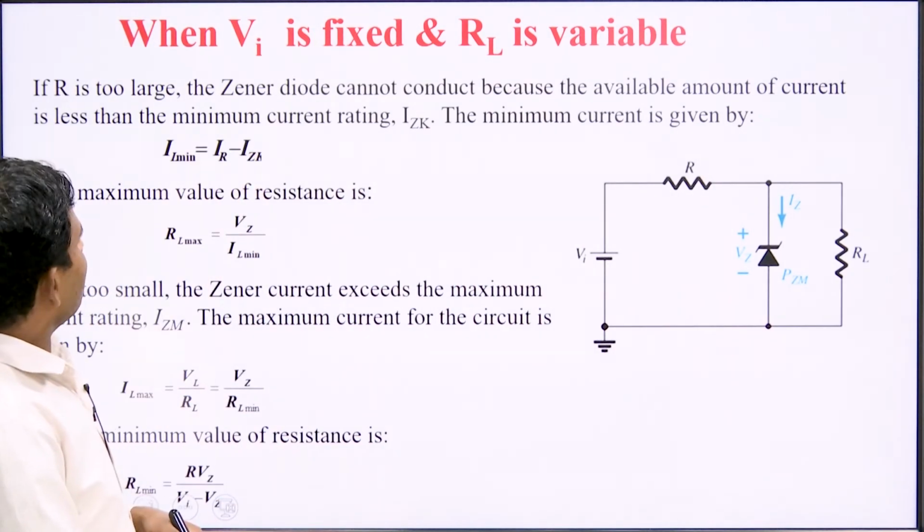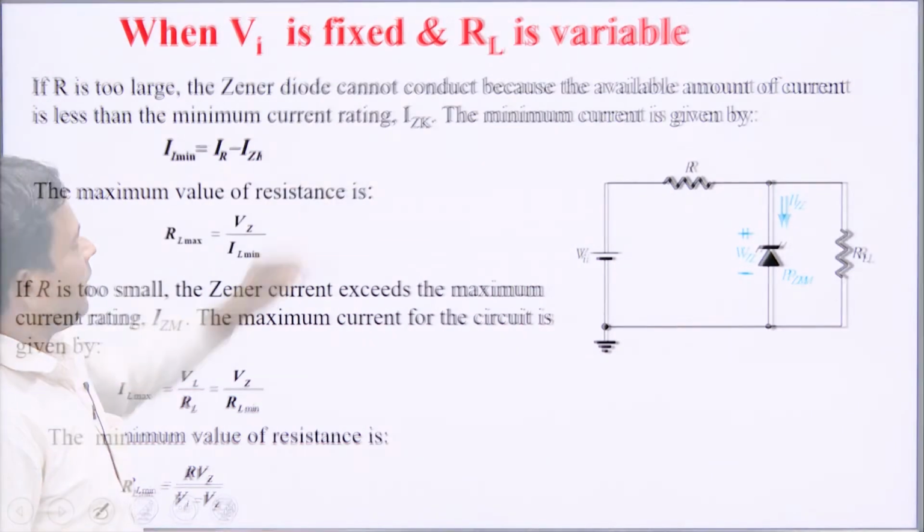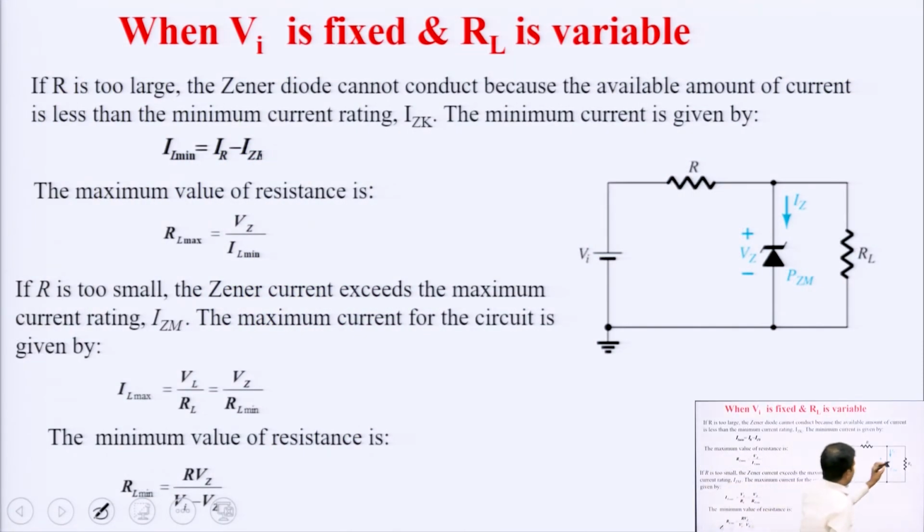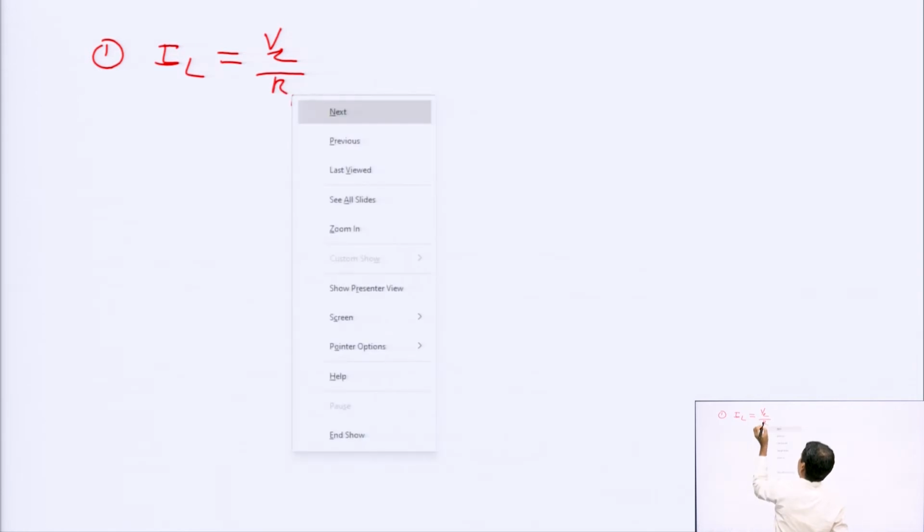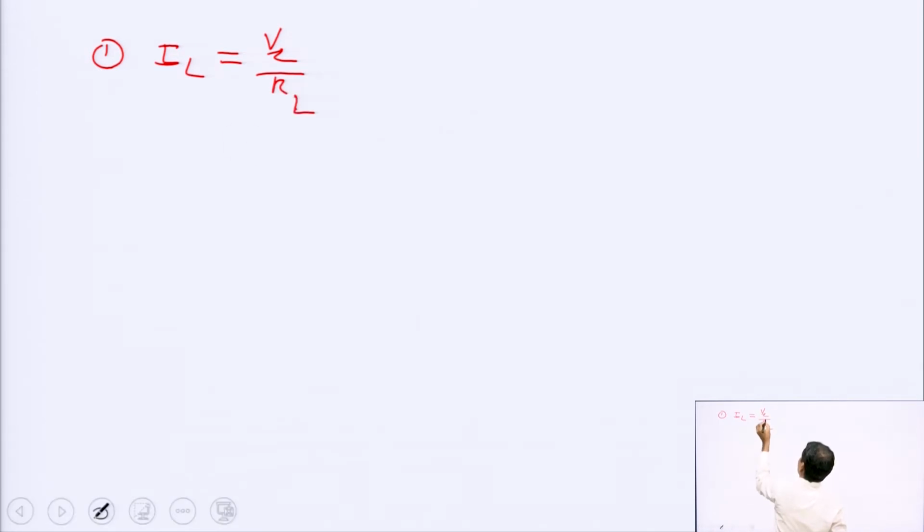Now, in this circuit V input is fixed, that is constant, and RL is variable. Then we can easily write the three equations. I am going to discuss all three equations in the same way. Suppose equation number 1, IL is equal to Vz upon RL. Here Vz is constant.